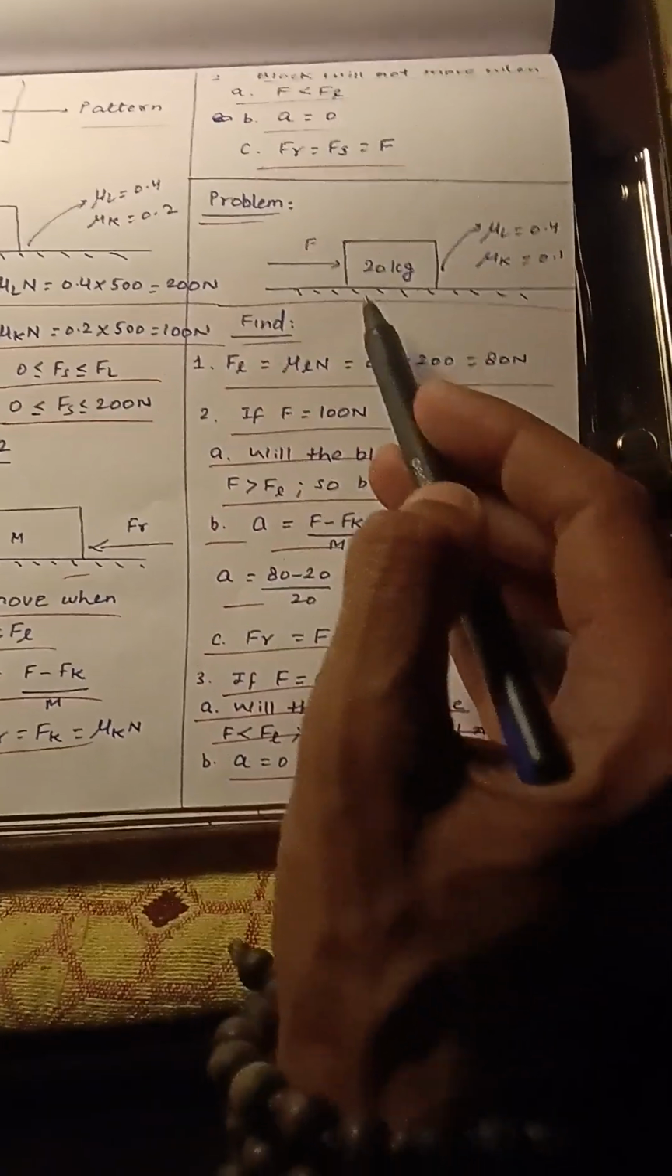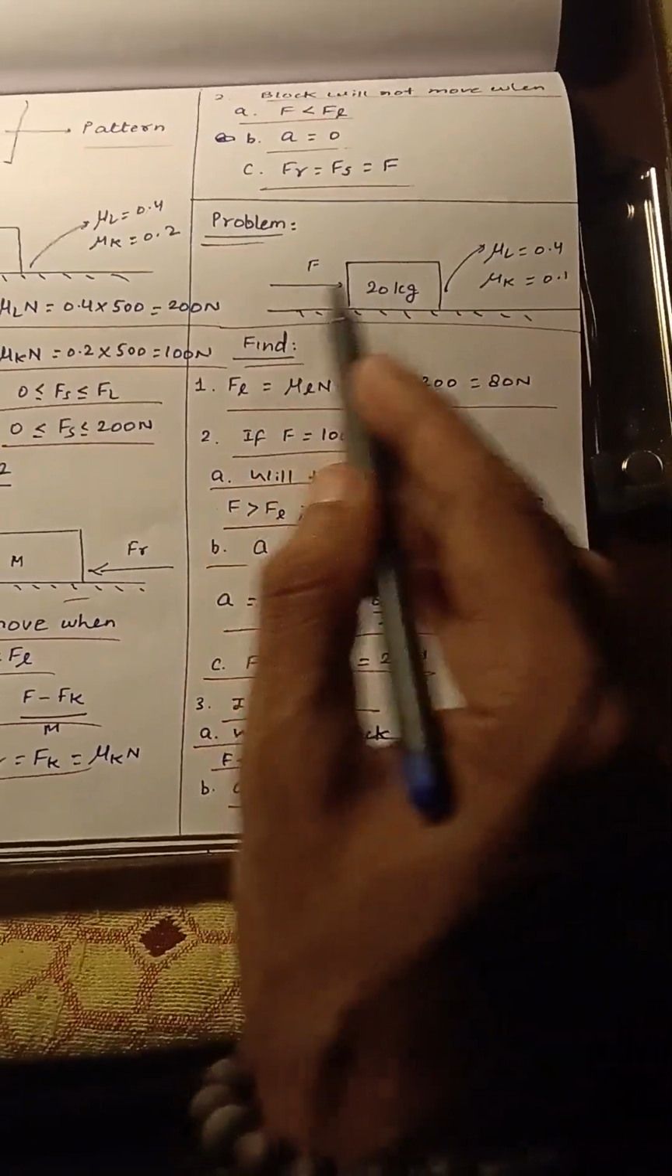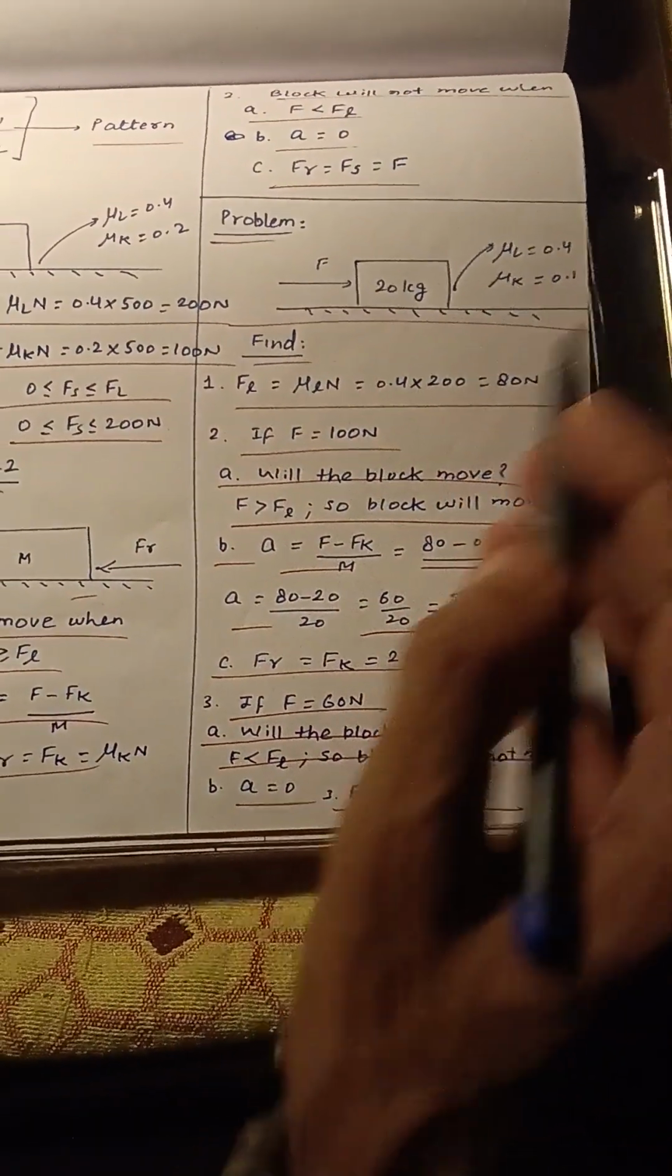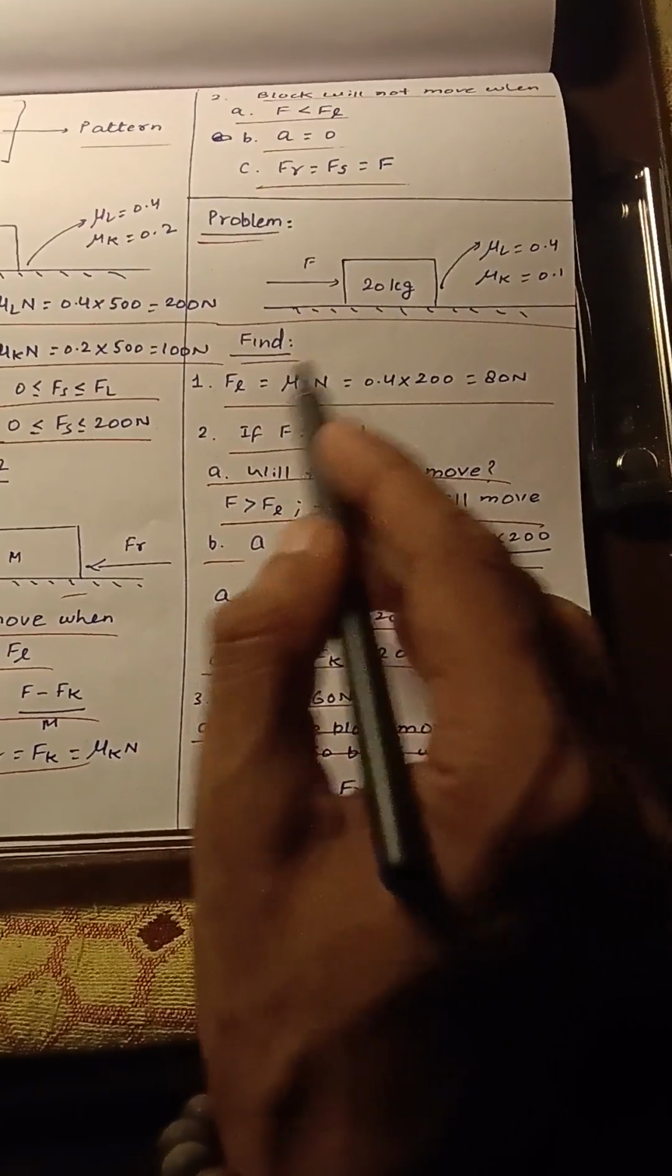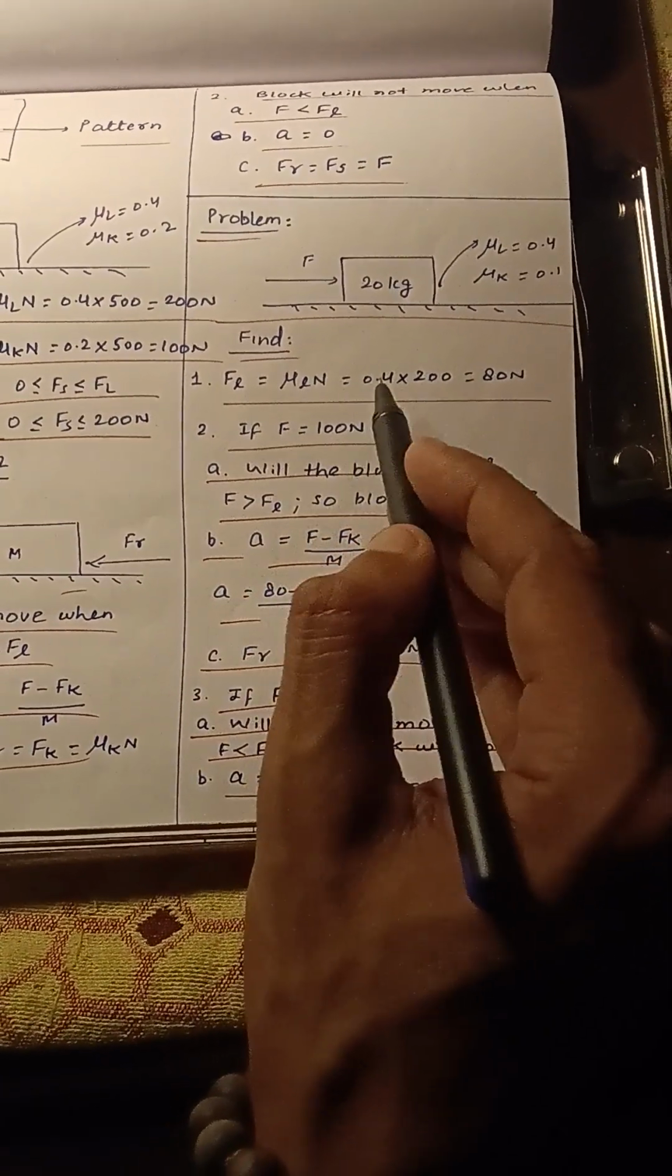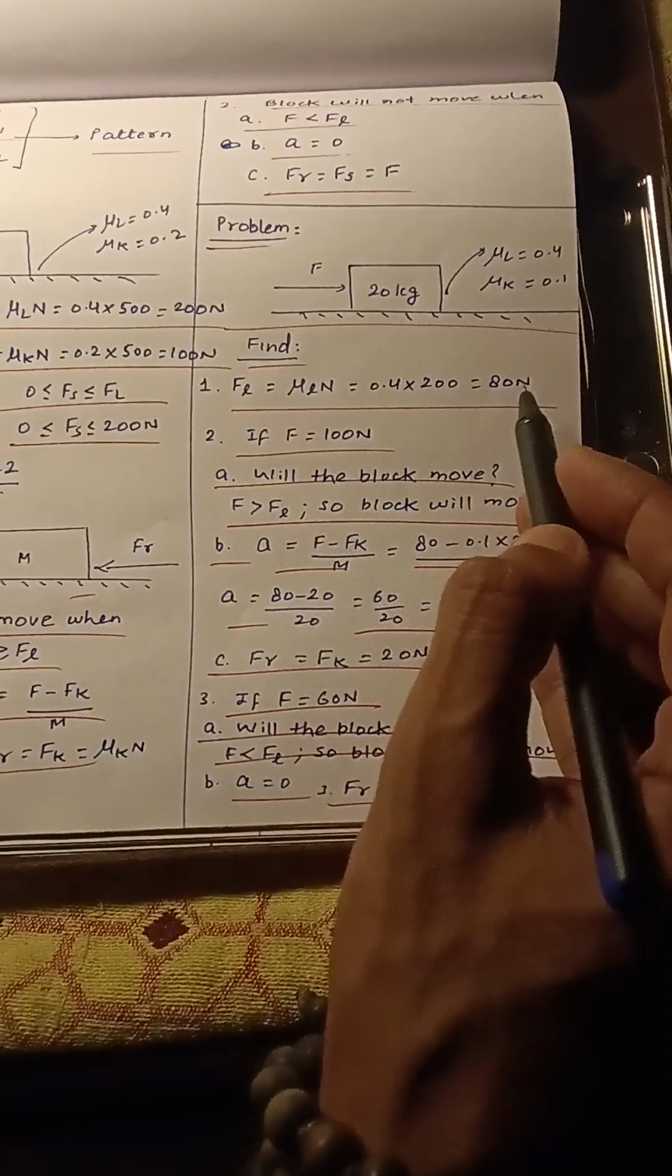Now let us apply pattern 2 in this question. So there is a block of mass 20 kg, force is applied, mu L is 0.4, mu K is 0.1. First question is limiting friction, so we can say that it is mu limiting into N. Mu limiting is 0.4, N is 200, so it gives us 80 Newton.